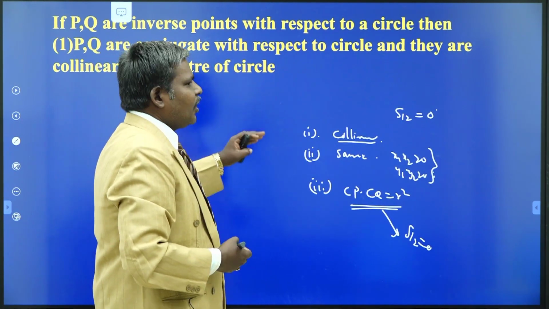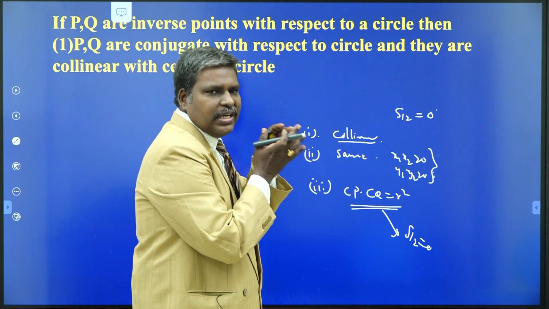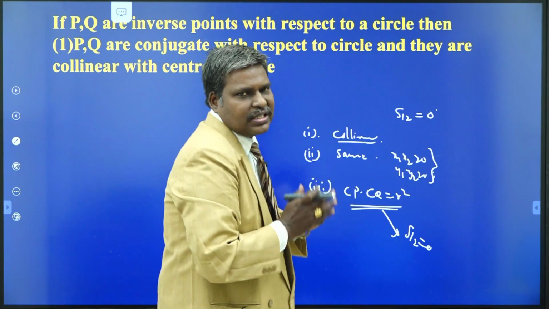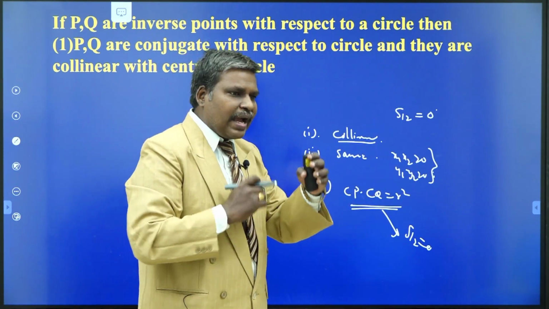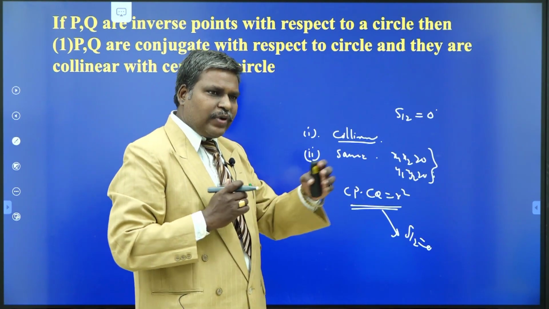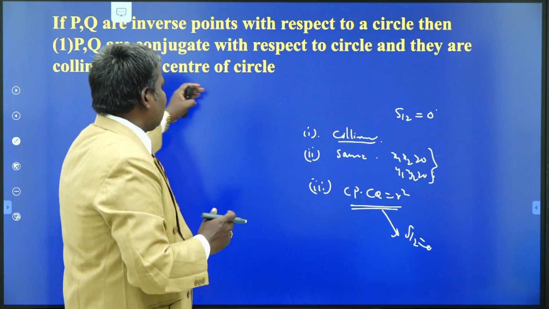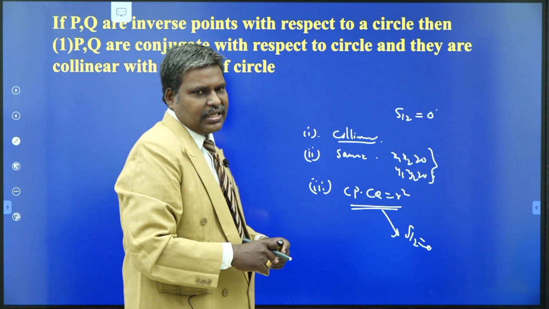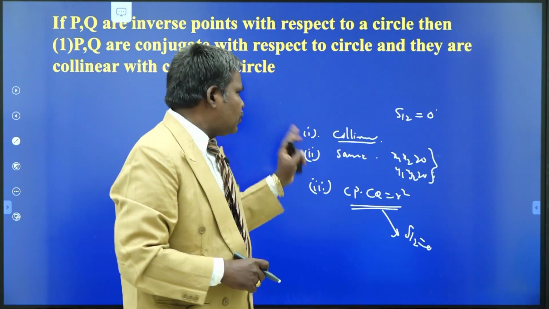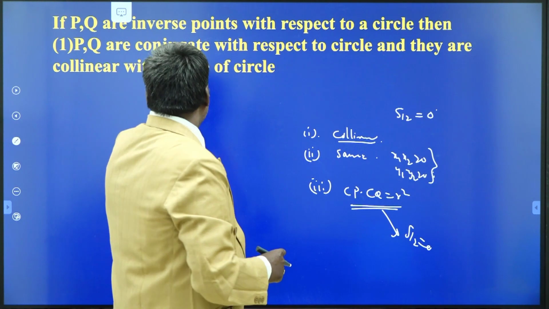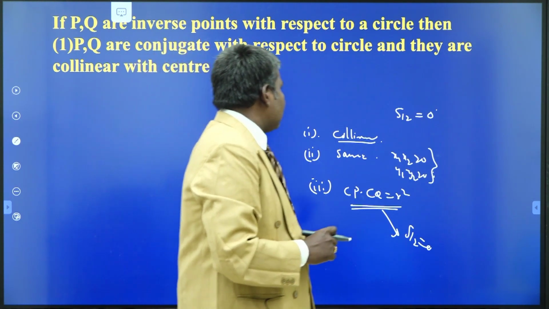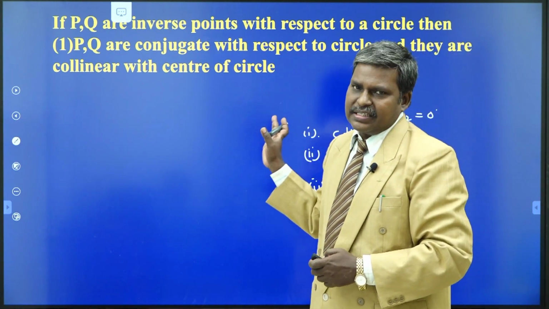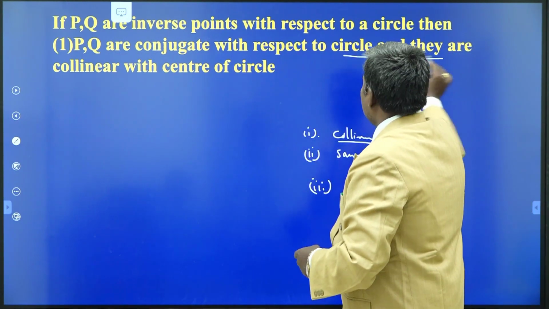So P, Q are inverse points means they are collinear with the center of circle, CP into CQ equal to R square, and P, Q are on the same side of center of circle. By using these three conditions itself, we get the new model, that is they are collinear with the center of circle and they are conjugate to each other. S12 equal to 0 we proved. So the definition may be written in this manner. So P, Q are conjugate with respect to the circle and they are collinear with the center of the circle itself. Understand? This is the way.